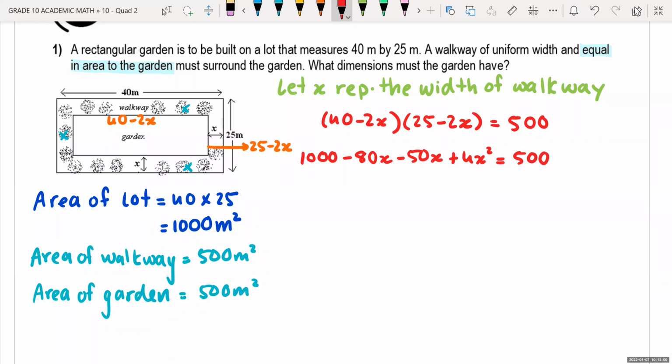We're going to move everything over to one side and simplify. So this is going to be 4x squared minus 130x plus 500. Okay, so I just simplified: negative 80 minus 50 is negative 130. 1,000 minus 500 is positive 500.